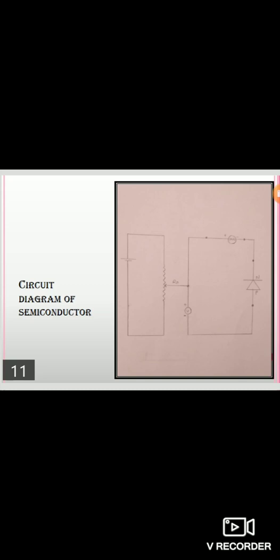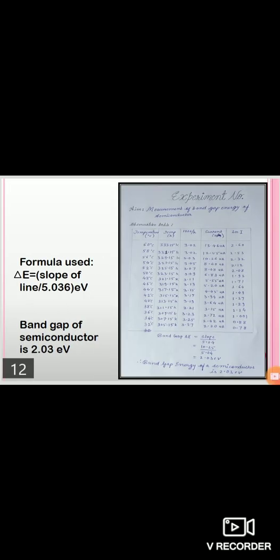It is a circuit diagram of the semiconductor experiment. The formula used to find the band gap energy is slope of the line divided by 5.036 eV. From the given figure, we come to know that the band gap of the semiconductor is 2.03 eV.